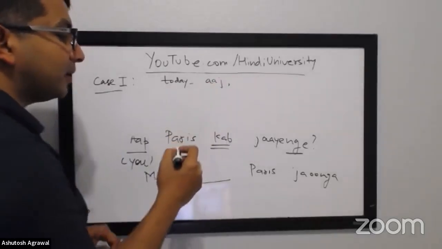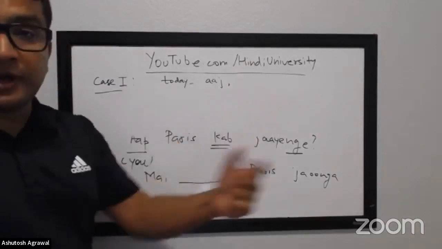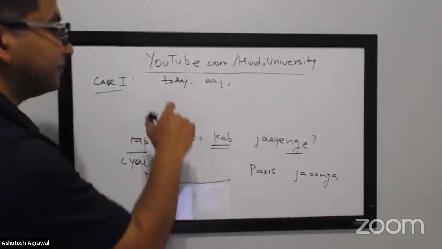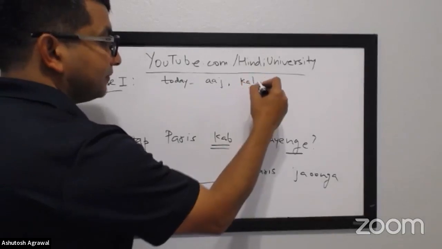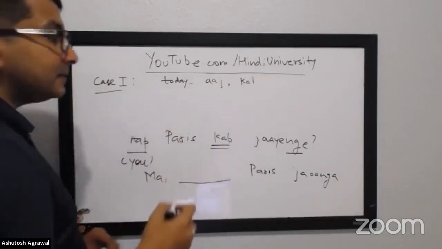I went to... I'll go to Paris tomorrow. How will you say that? मैं कल पेरिस जाऊंगी. Very good, right? Kal in this case is tomorrow.